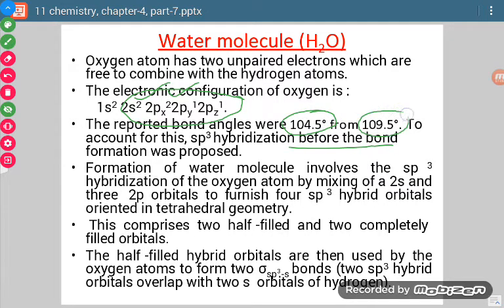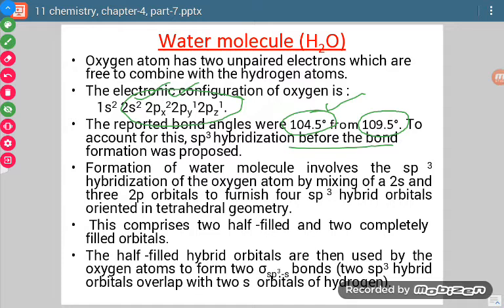It is expected to be this much, but it reduces and it comes out to be 104.5 degree. This is because it is more or less than ammonia. Why? Because in case of ammonia there is only 1 electron pair which is acting as lone pair, and in this case there are 2 lone pairs. So there is more repulsion in this case.